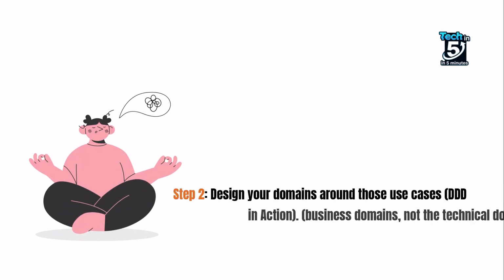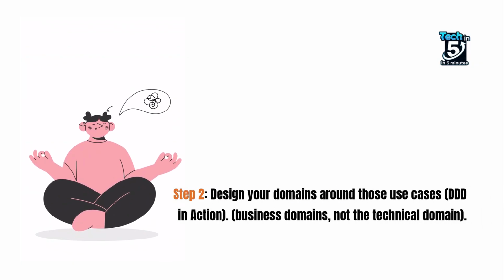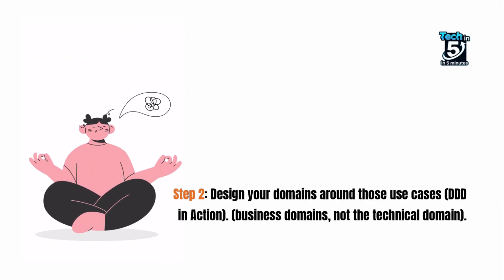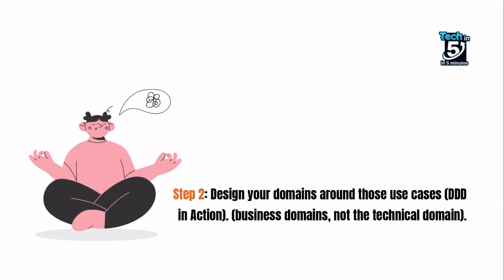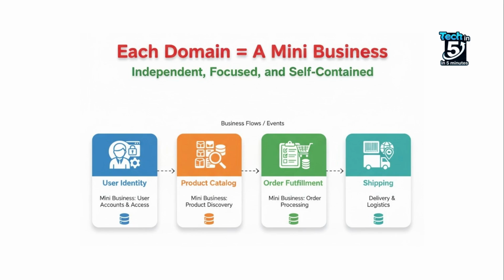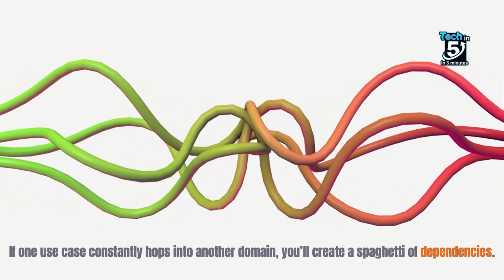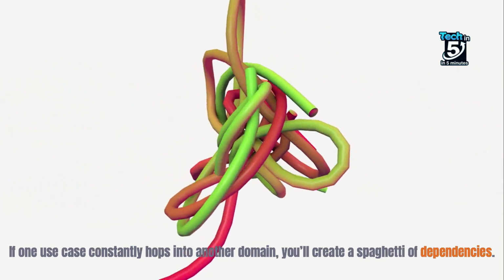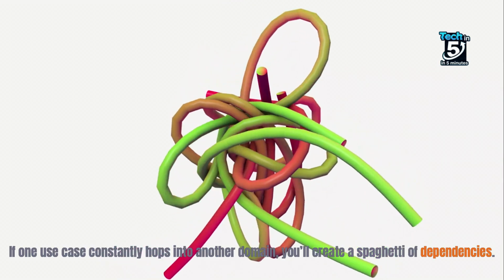Step 2. Design your domains around those use cases. DDD in action. Business domains, not the technical domain. Each domain is like its own mini business. The key rule: keep them independent. If one use case constantly hops into another domain, you'll create a spaghetti of dependencies.